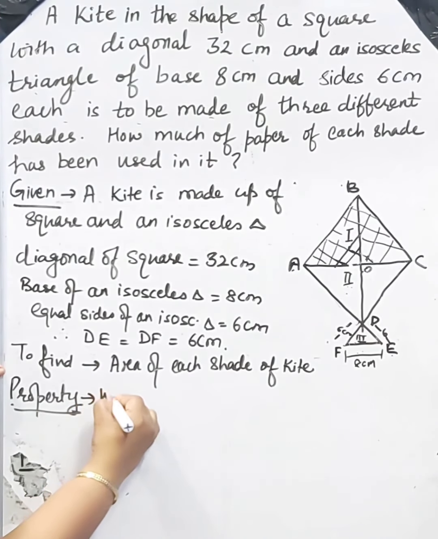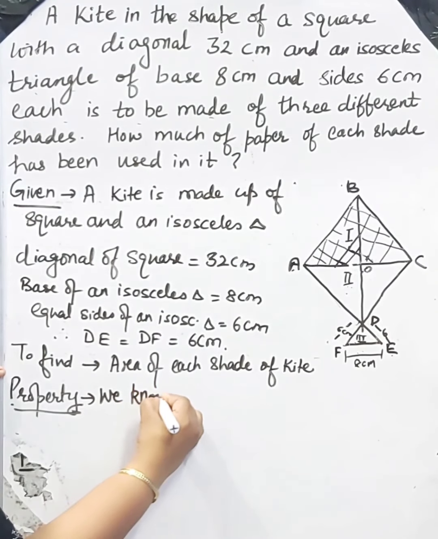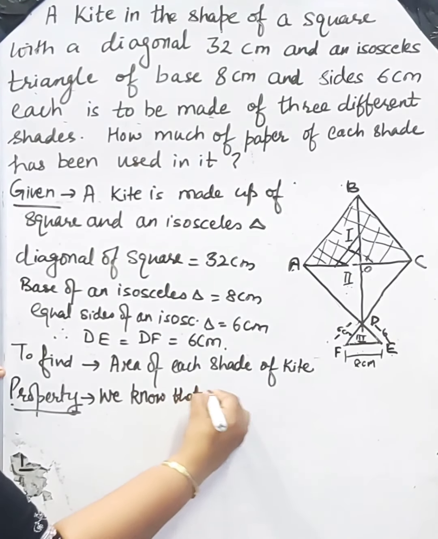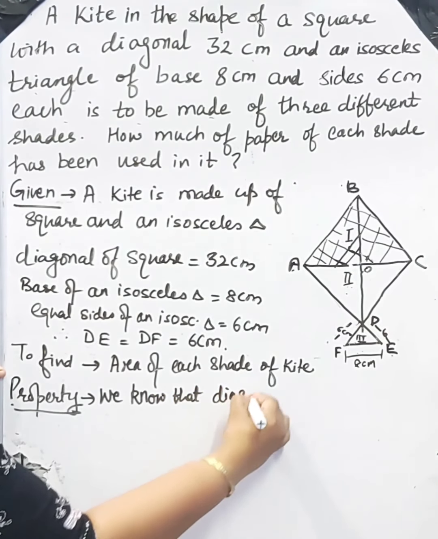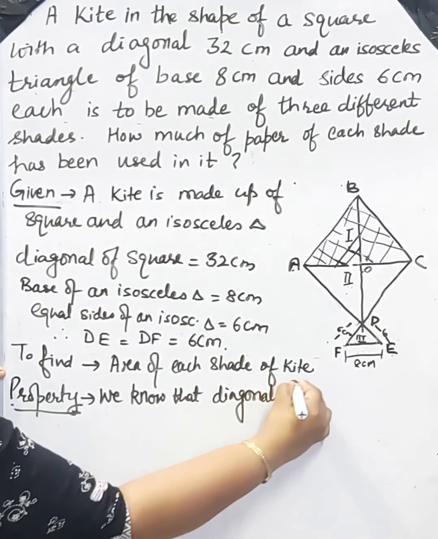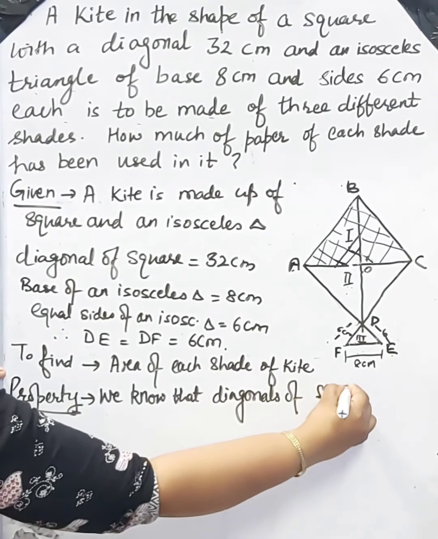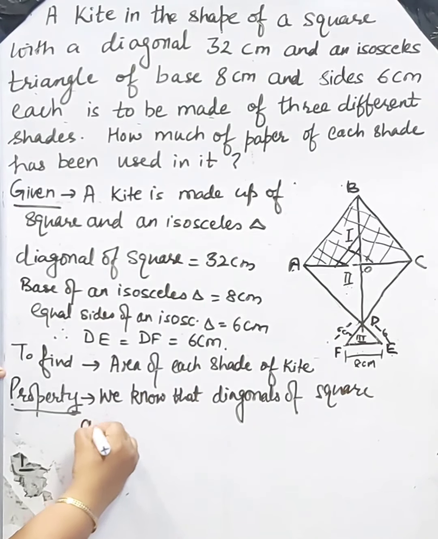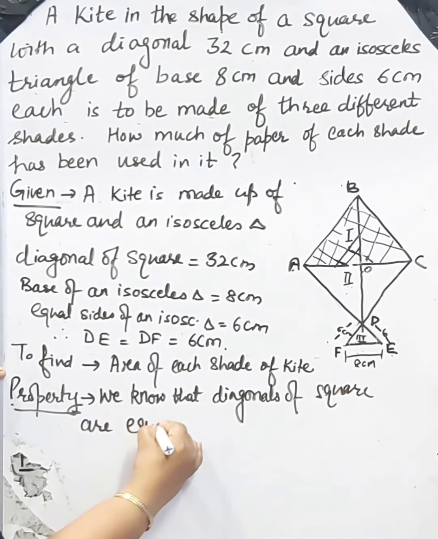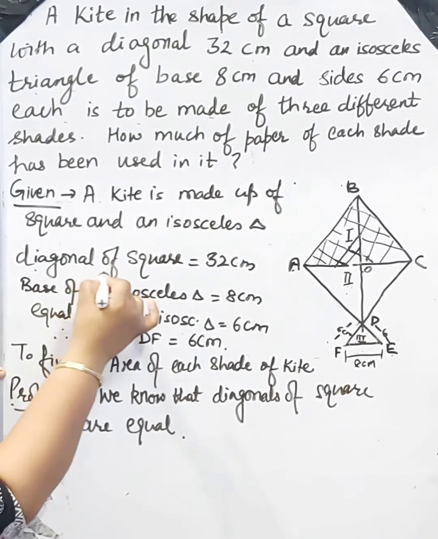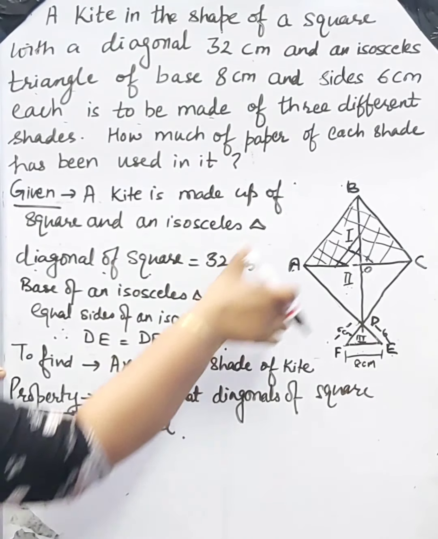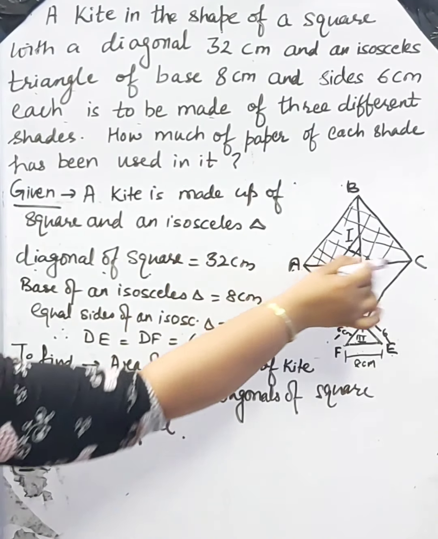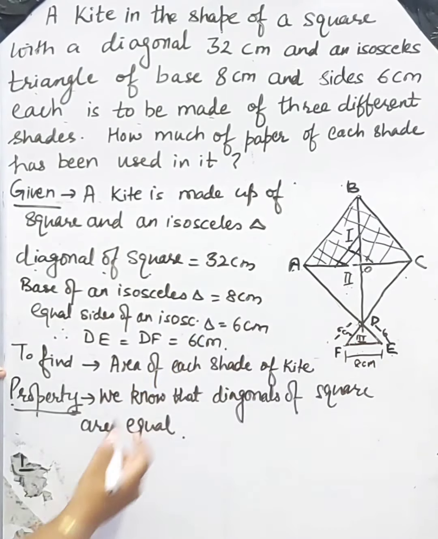We know that diagonals of a square are equal, and it is given that the diagonal of the square is 32 centimeter. Therefore, we can write AC equal to BD equal to 32 centimeter.